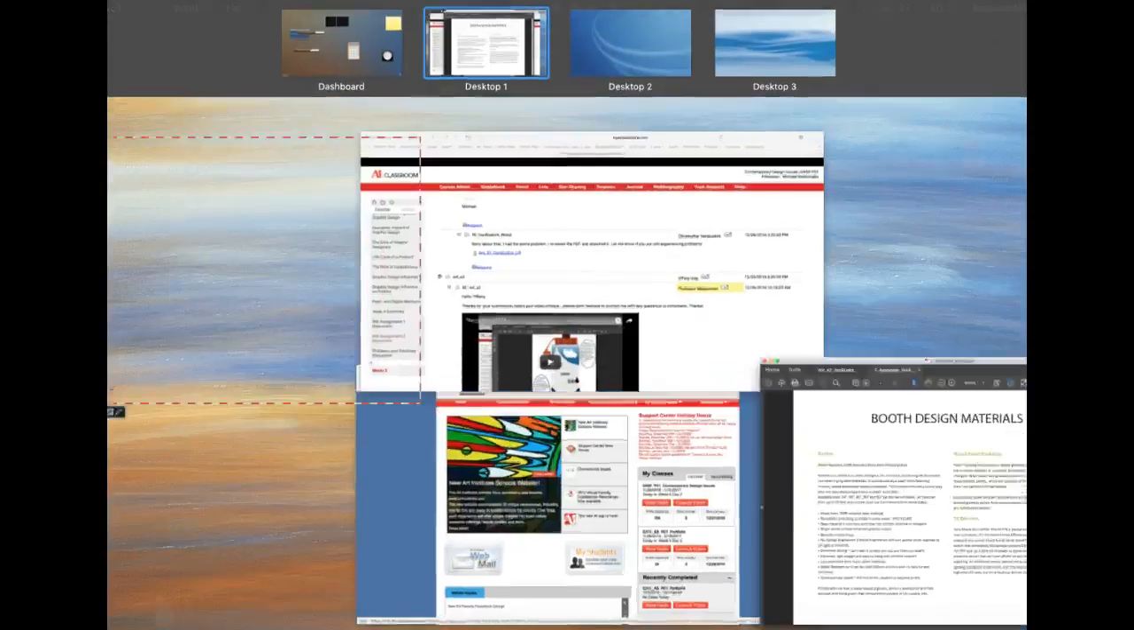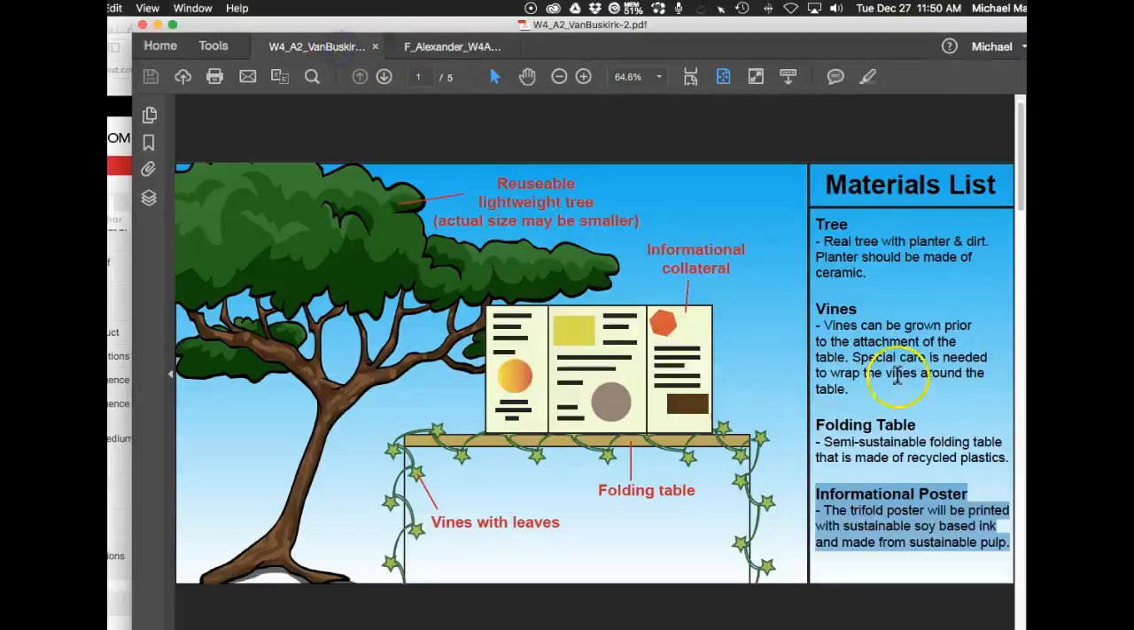Okay, and let's compare that to this materials list right here. Okay, again, look at this one.